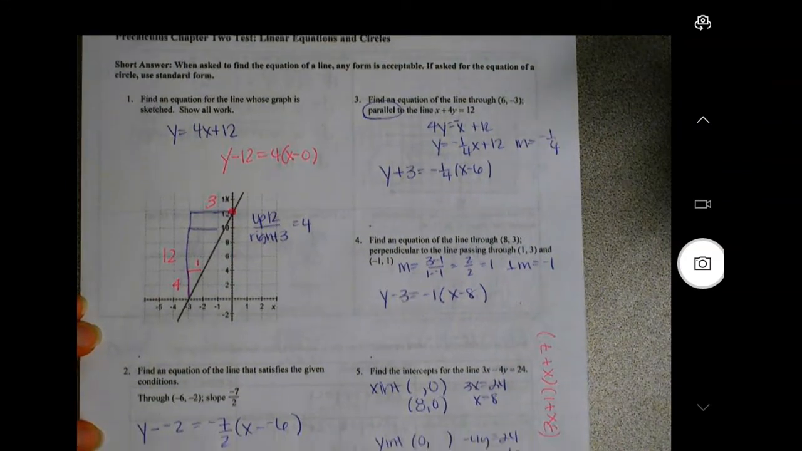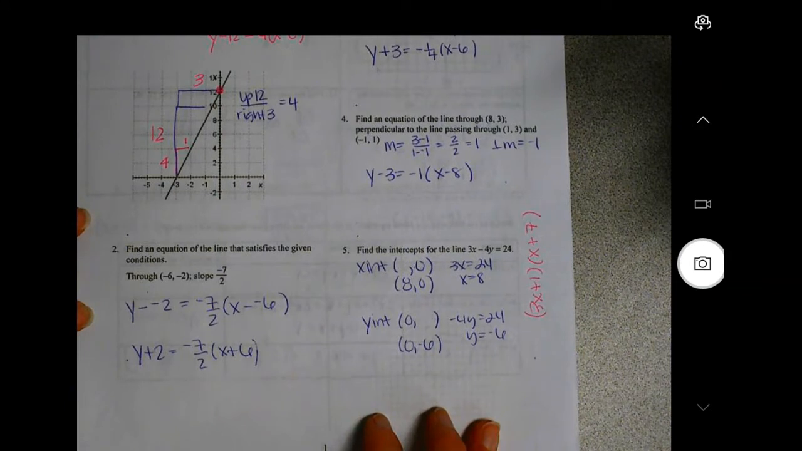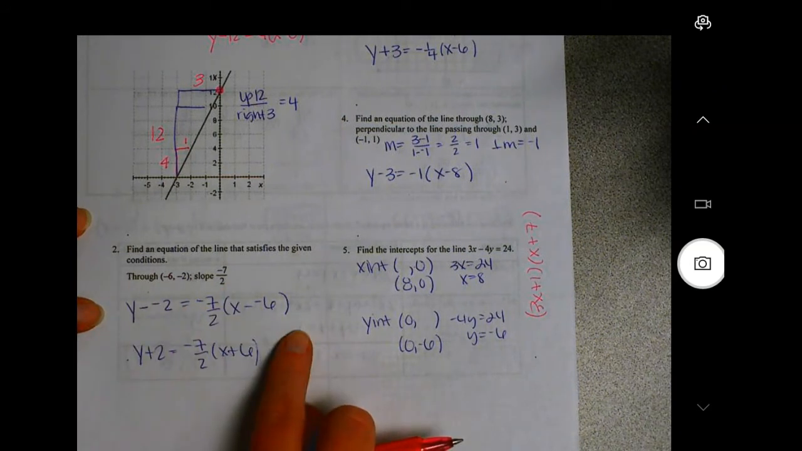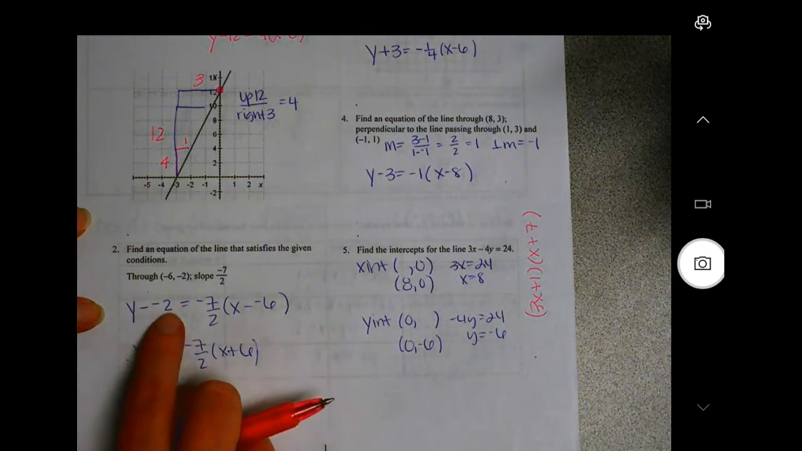Number 1. Number 2, find an equation of the line that satisfies the given conditions. So it's through a point and has a slope. It's ready to go with slope-intercept form. No, it's not. Slope, point-slope form. Y minus the y value.